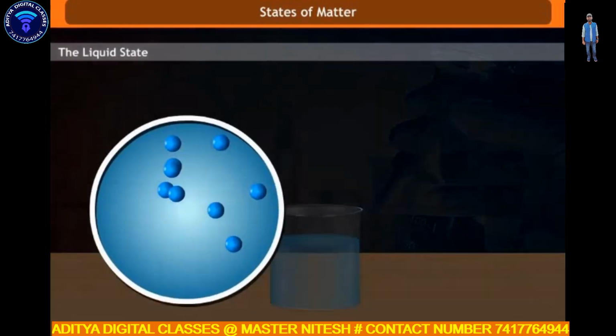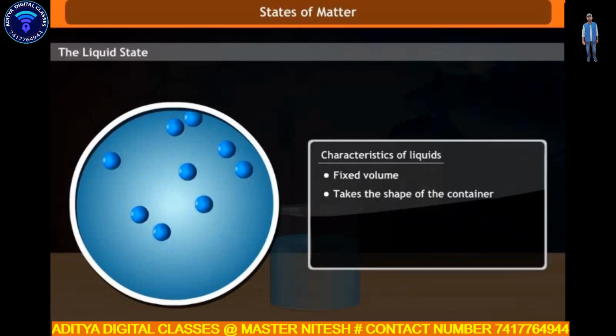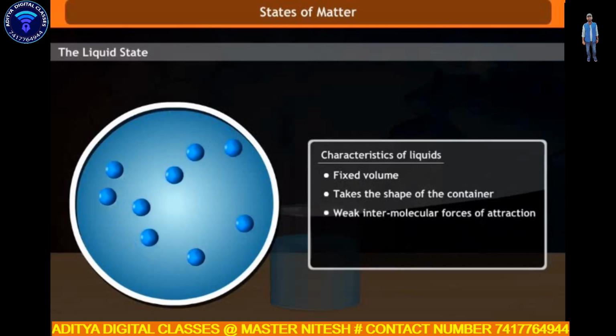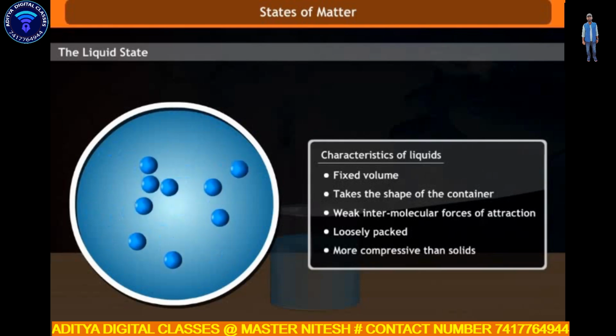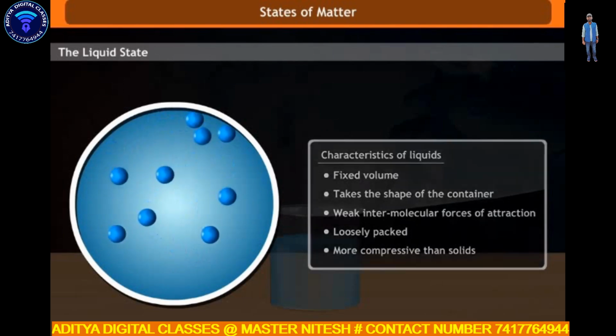Characteristics of liquids. Liquids have a fixed volume, take the shape of the container in which they are kept, weak intermolecular force of attraction, loose packing, and are more compressible than solids. The characteristics of liquids can be understood in a better manner with the help of an activity.